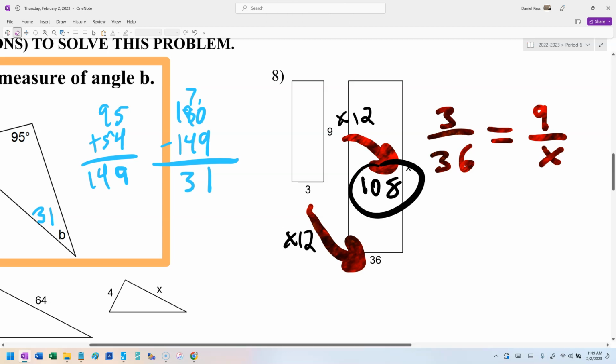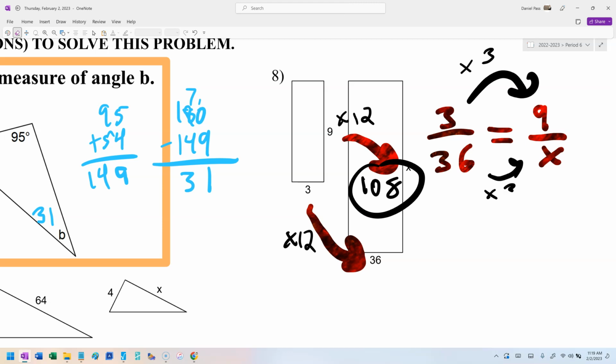Now, we can also do it this way. We can say, how many times bigger is this? Times 3. And how many times bigger does the bottom need to be? Times 3. And so 36 times 3 is also going to be 108. Right? Yeah. So the answer is 108, and we have that equation.